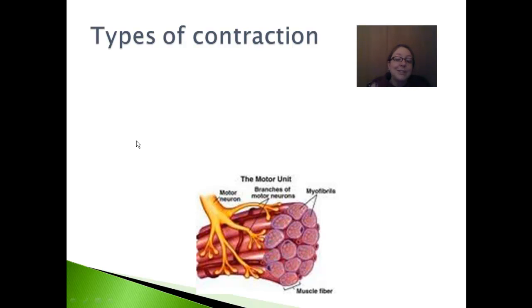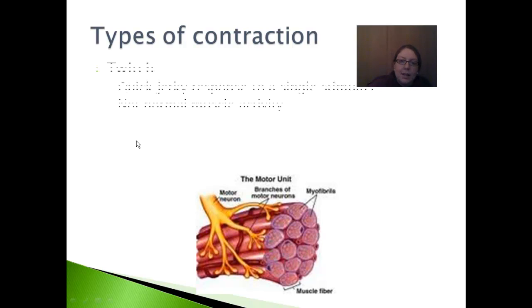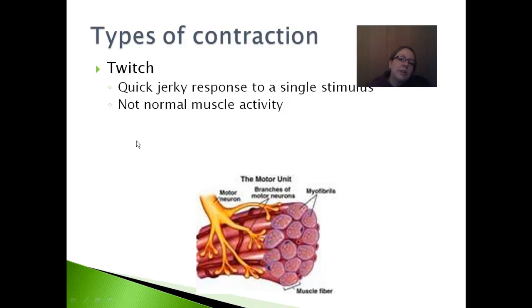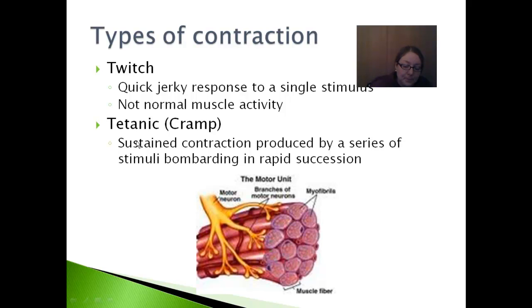Now, there are four different types of muscle contractions. The first type is a muscle twitch, like when you're falling asleep. There's a quick response to a single stimulus, and this isn't any sort of normal function for a muscle by any means. The other end of the extreme is a cramp, a tetanic contraction, and this is when your muscles are continuously bombarded with stimulus. So calcium is just flooding the cytoplasm of those sarcomeres, telling them, contract, keep going, keep going, keep going. And it isn't until that stimulus stops that the calcium goes back into its resting tank.